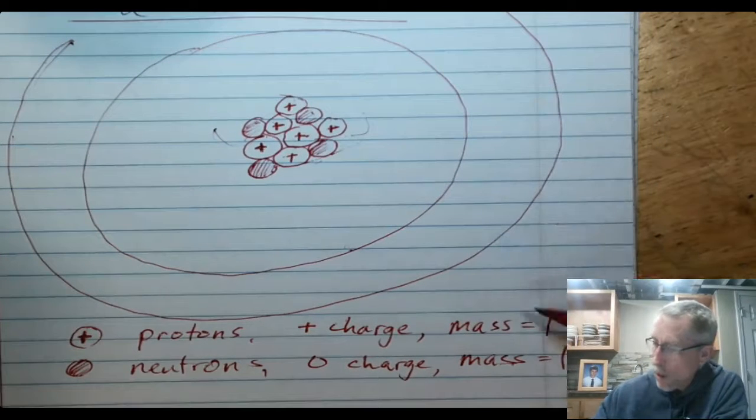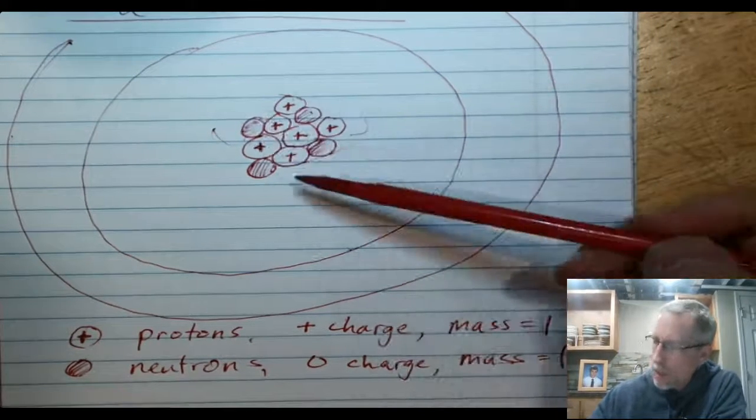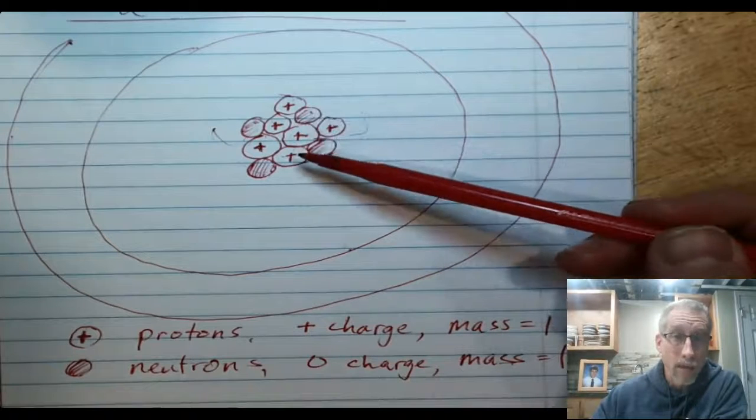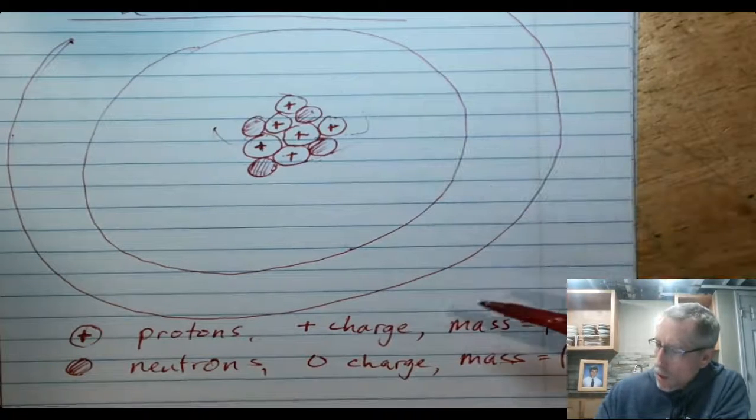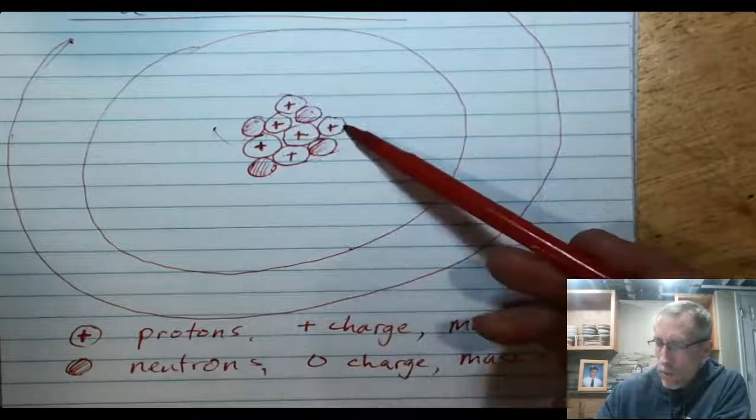That's why when we add them up, the total number here, which would be 10 in this case, would give us our mass number. All right? So that's all the stuff that's in the nucleus.